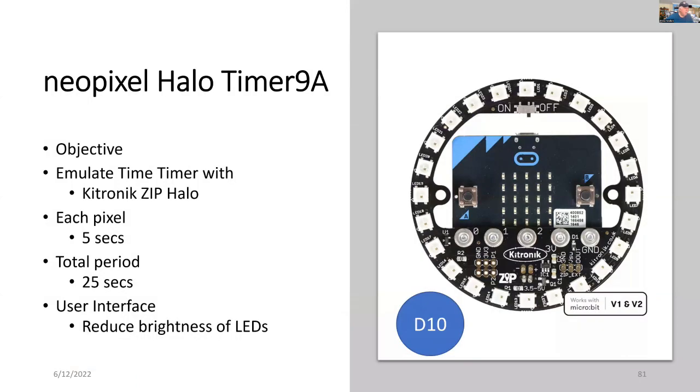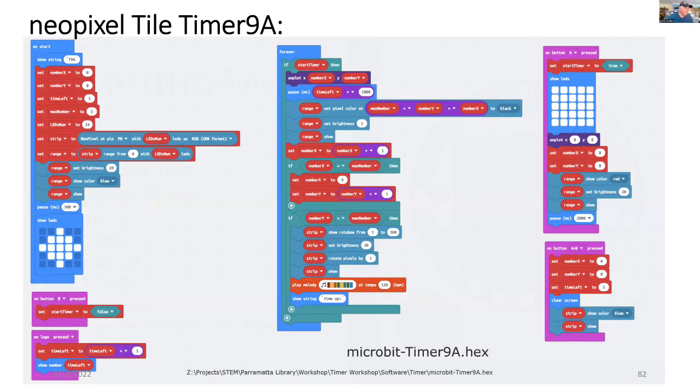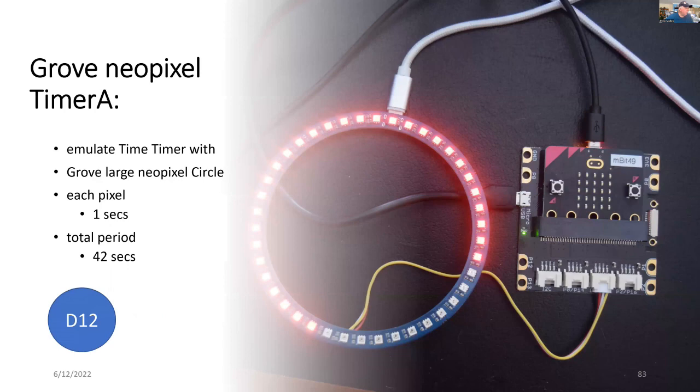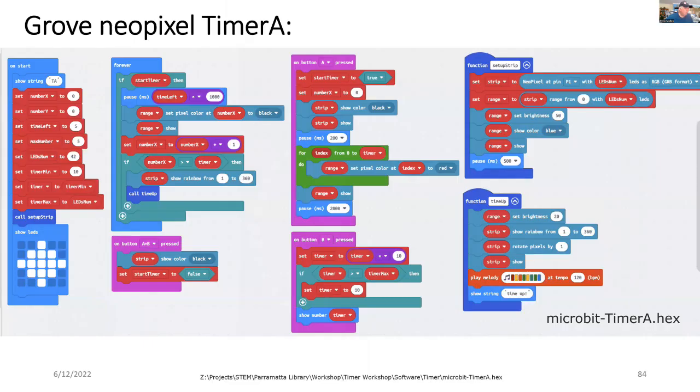Another timer, very similar to the other Halo timer, and it's emulating the time function. Again, only with 25 seconds. And here's the code for that. And a similar one, but we've got more pixels here. We've got 42, so we can get up to 42 seconds. And the code for that one.